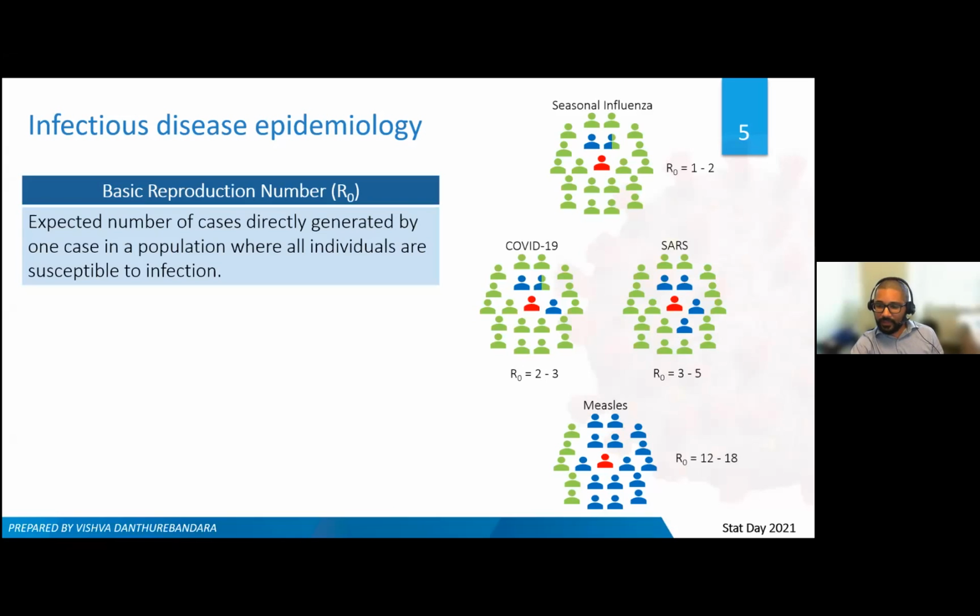This can take a value above 0. If it is below 1, then the disease will not further spread. If it is above 1, then the cases will rise exponentially. It cannot be 0. If it is 0, then the disease is not infectious anymore. Here you can see R0, basic reproduction number, for a few infectious diseases.